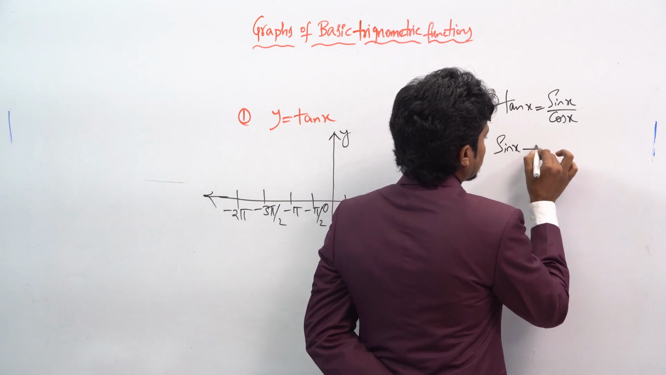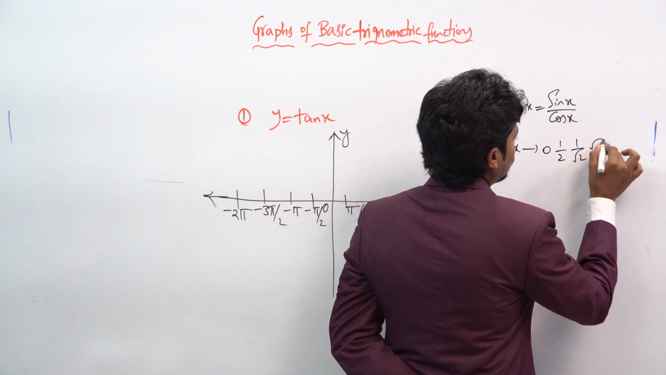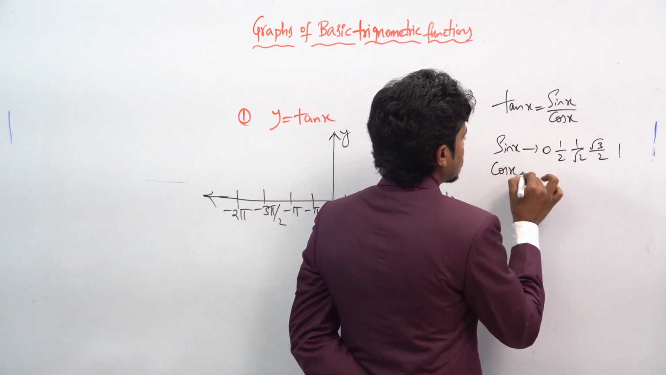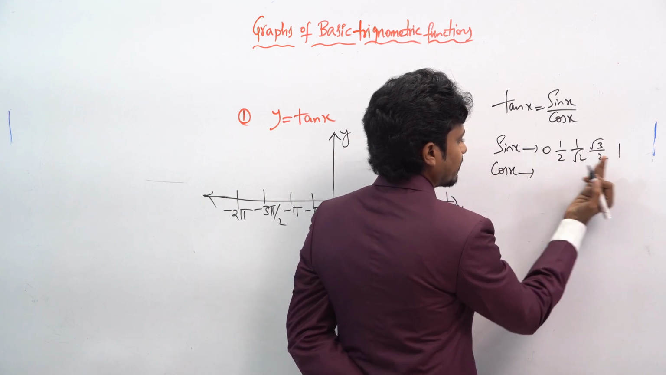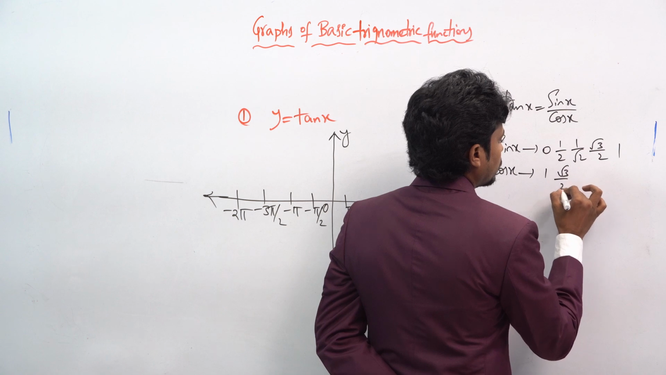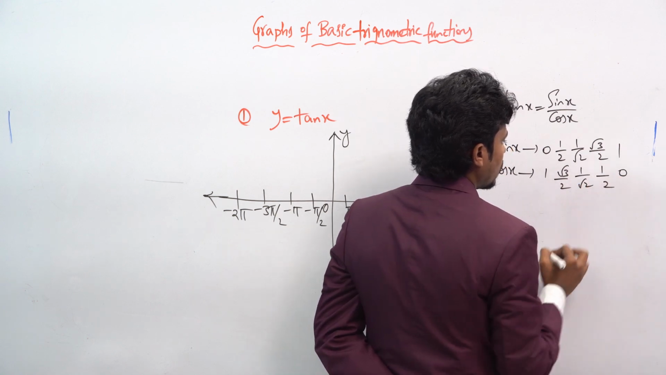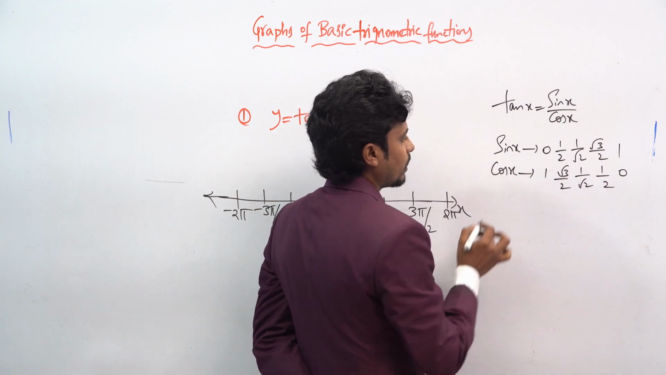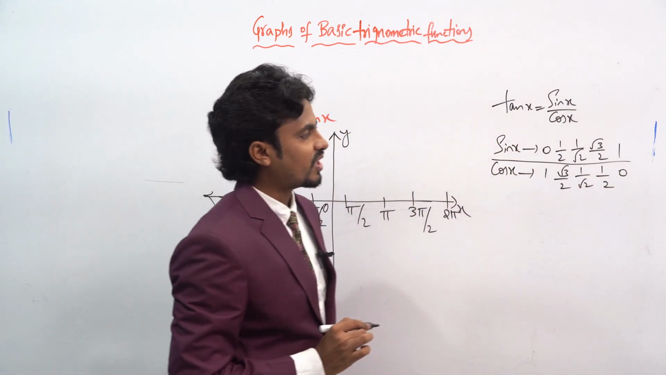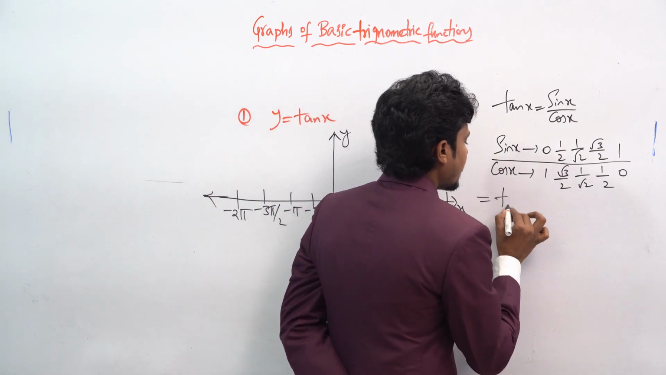For sin x this will be 0, 1 by 2, 1 by root 2, root 3 by 2, 1. Here this will be cos x. If you just reverse it, you will get cos x: 1, root 3 by 2, and here 1 divided by root 2, 1 divided by 2 and here 0. Now what we have to do? We have to divide sin x by cos x. You will get the required answer, that will be tan x.